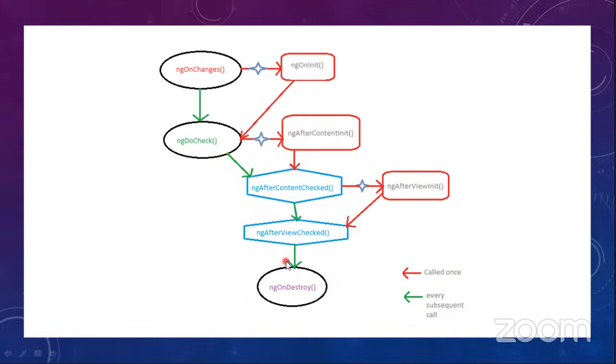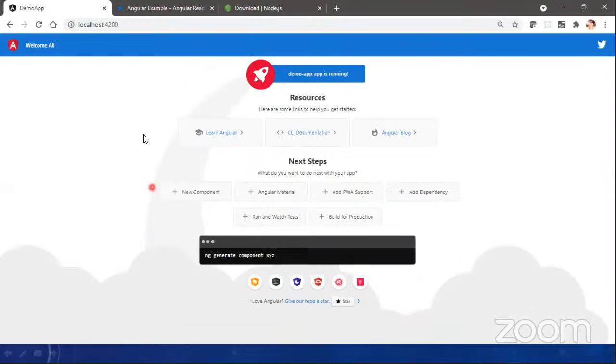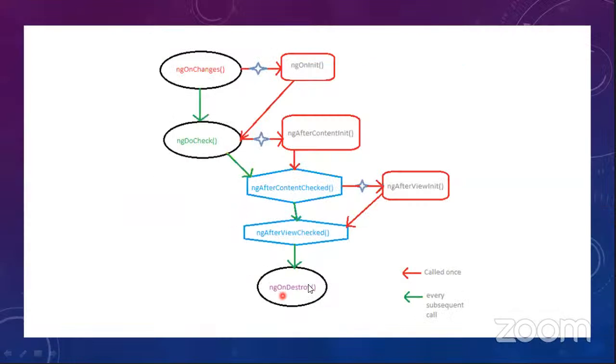ngOnDestroy is called when you are completely going from one component to another component, so that first component will be destroyed. Internally it clears component A as it goes to component B, right? So when the component is getting destroyed, if you want to do any kind of logic, you can use the ngOnDestroy method. And this is how it is structured in the life cycle of Angular.